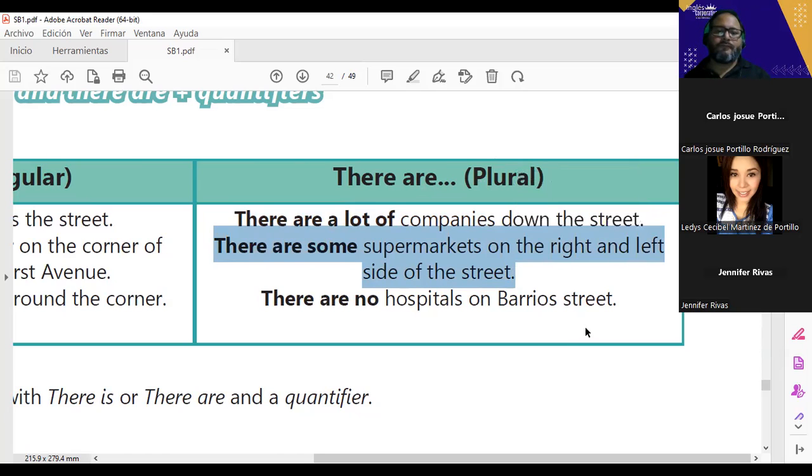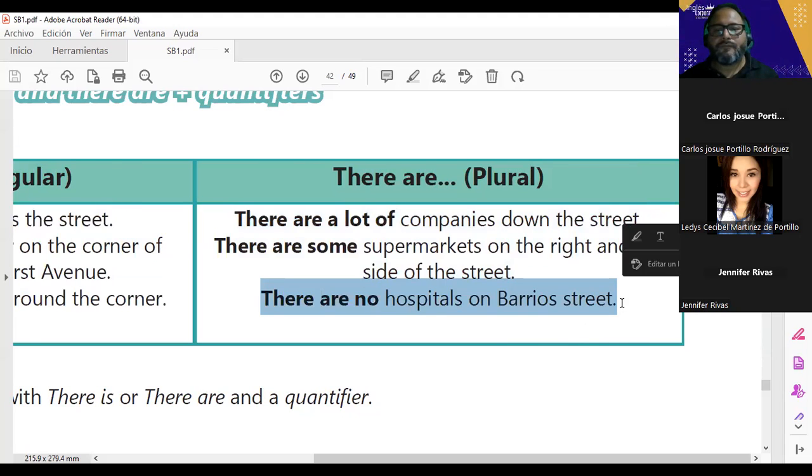There are some supermarkets on the right and left side of the street. Good. And the last one, please. There are no hospitals on Barrios Street.